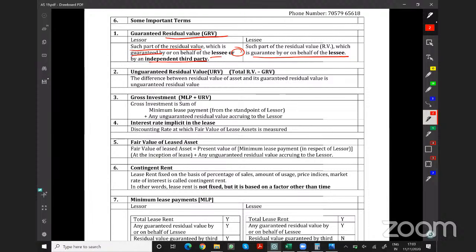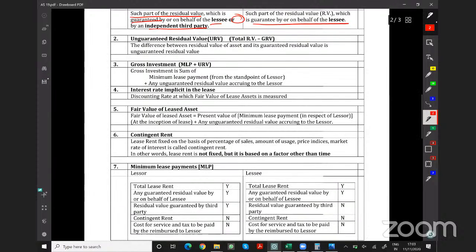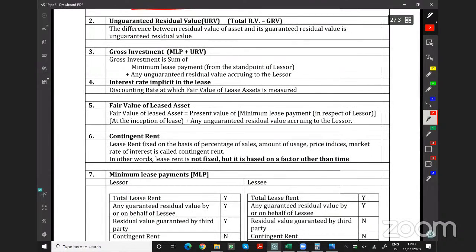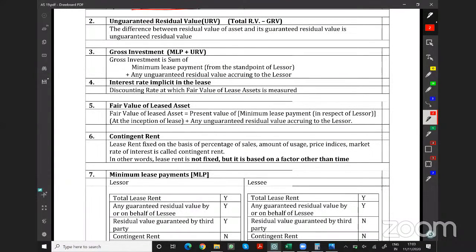Agreed? So, sir, what do you mean by gross investment? Gross investment is the sum of minimum lease payment from the point of view of the lessor plus any unguaranteed residual value accruing to the lessor. Please understand these terms. They will be used in future. Don't worry. Interest rate implicit in the lease: the discounting rate at which the fair value of the lease is measured.